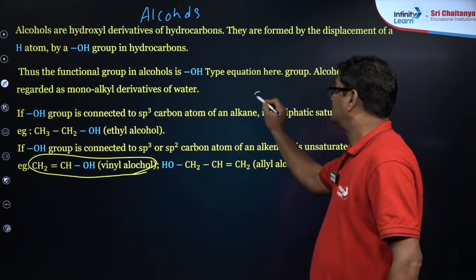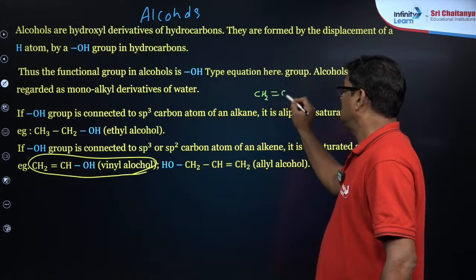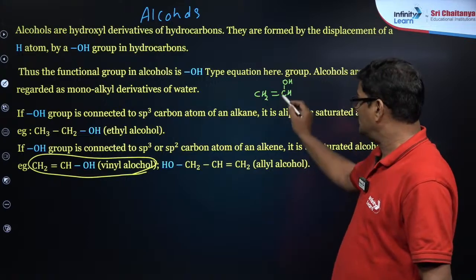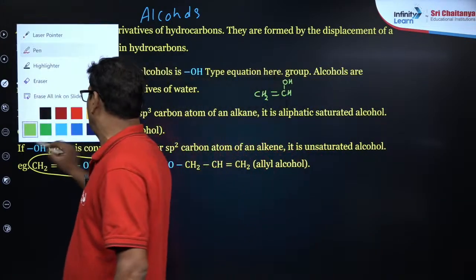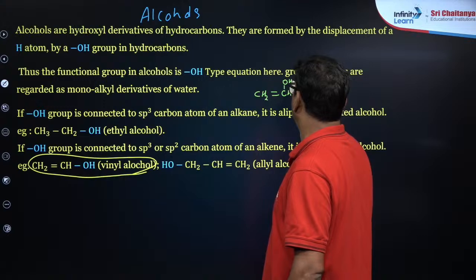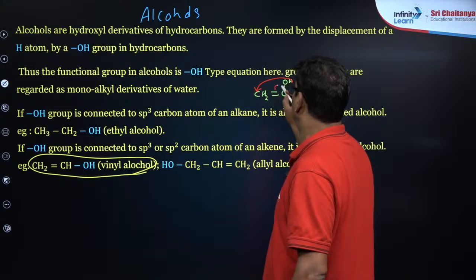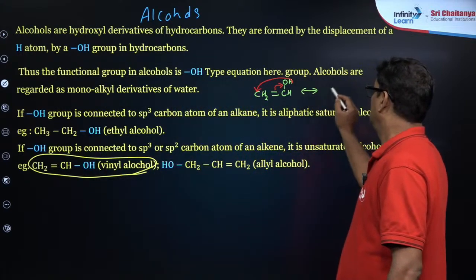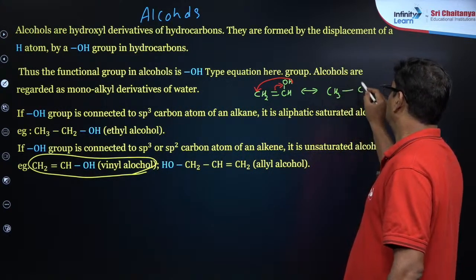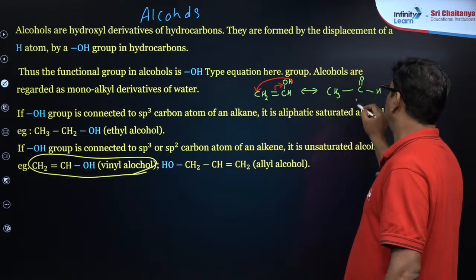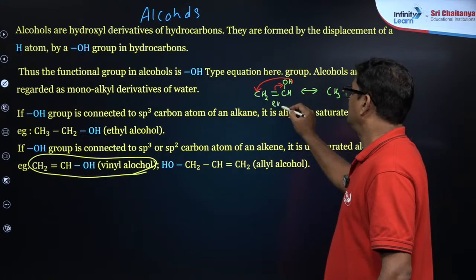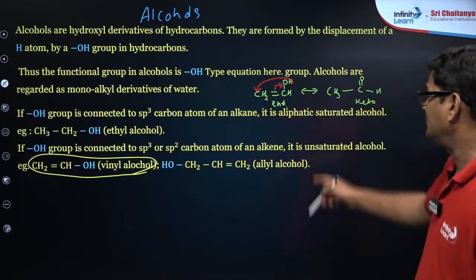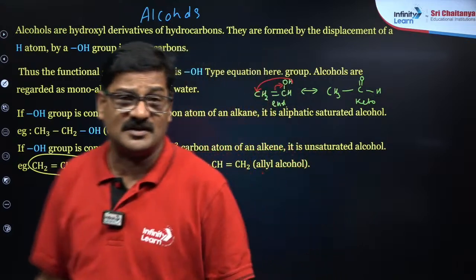So vinyl alcohol is CH2=CH-OH. This is the enol form, and the hydroxy hydrogen moves so that it becomes CH3-CH=O. This is the keto form and this is the enol form: keto-enol tautomerism. Do you remember, beta? Okay, this is allyl alcohol.